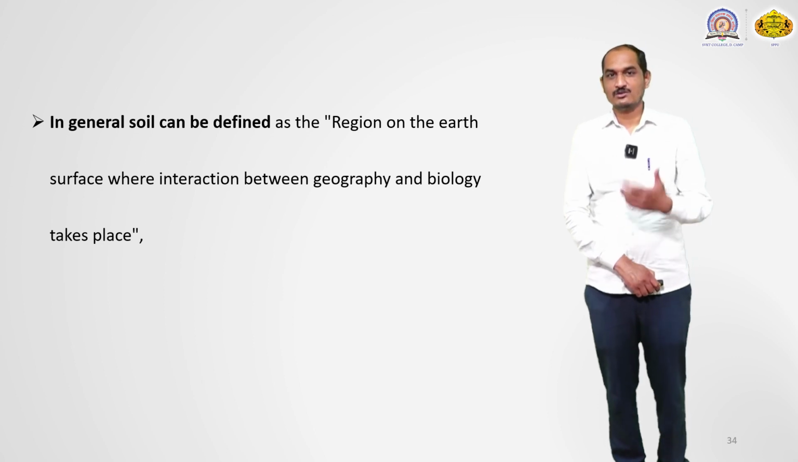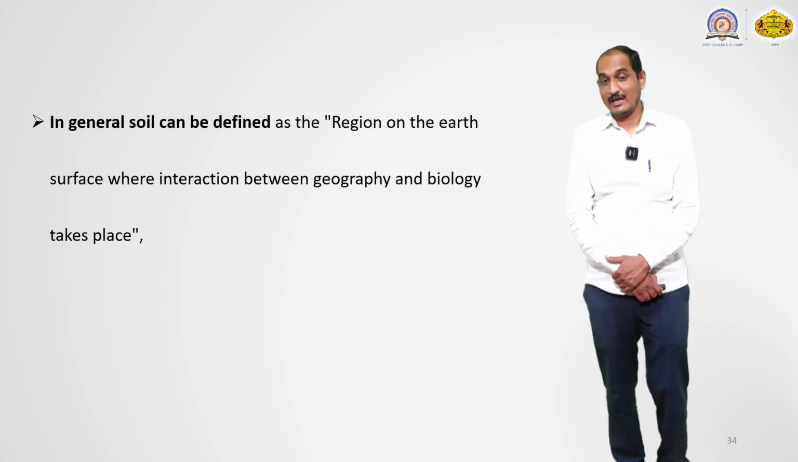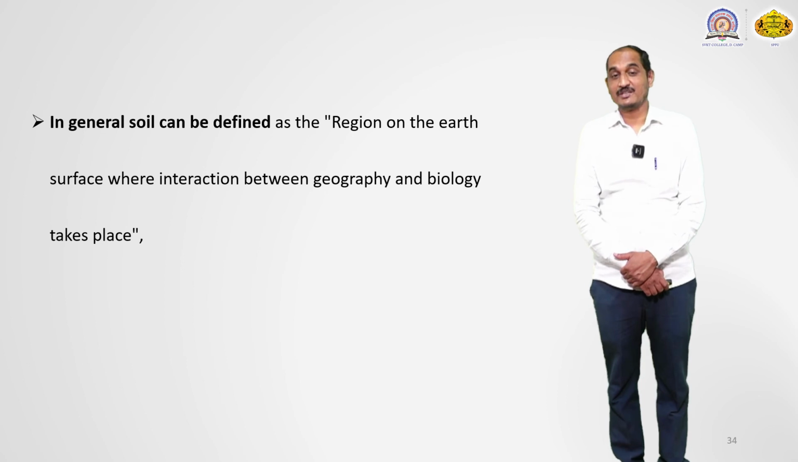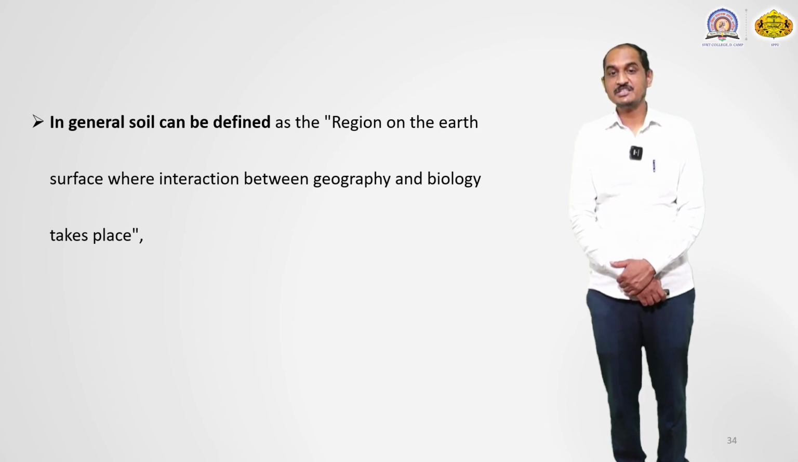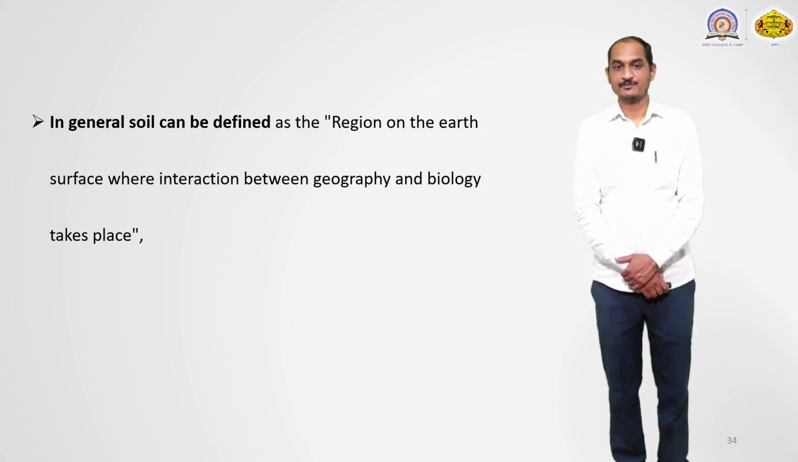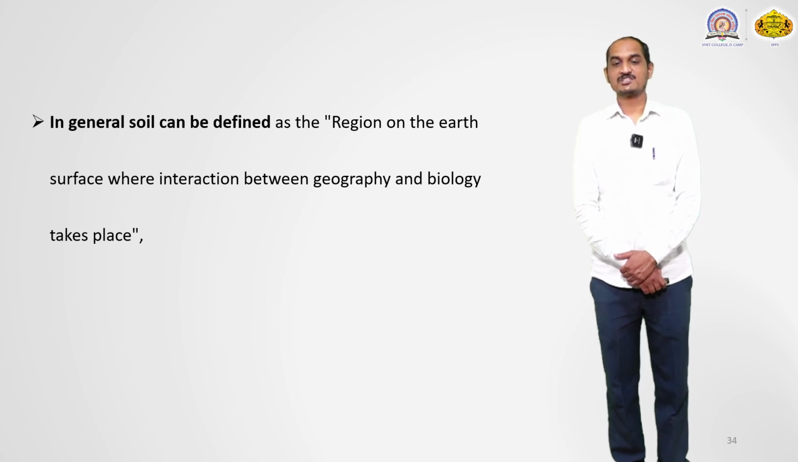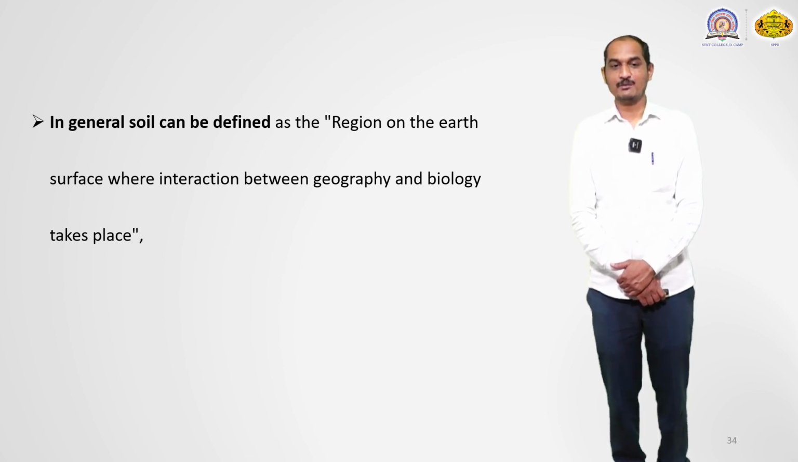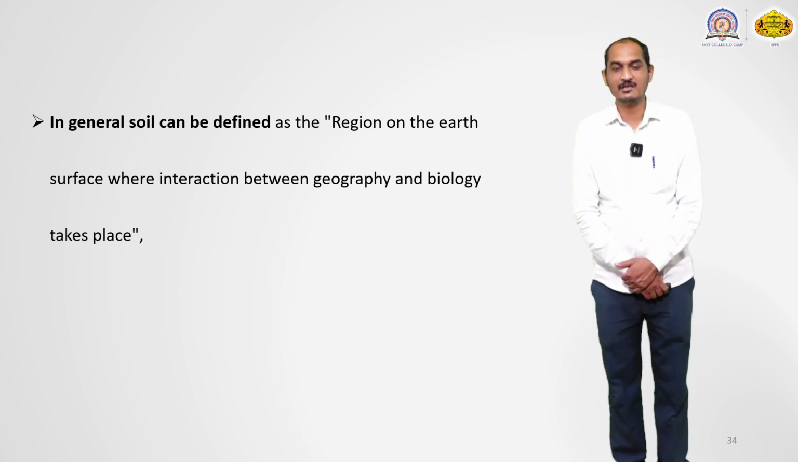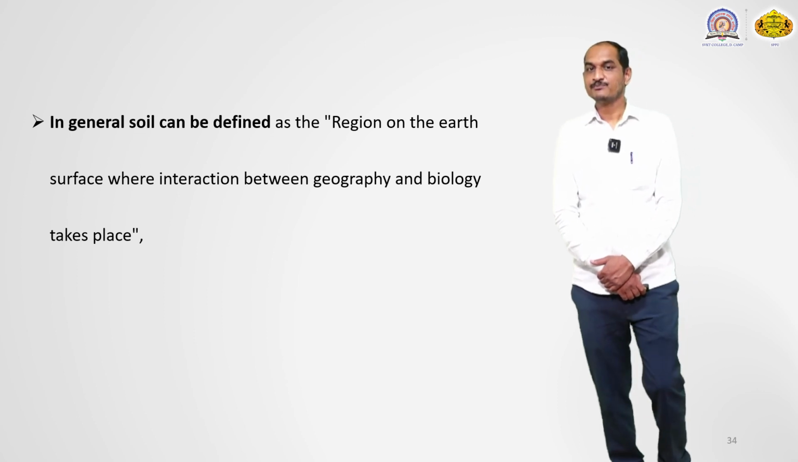After learning all these different definitions, in general we can define soil as the region on the earth's surface where interaction between geography and biology takes place. This is a very simple definition of soil.